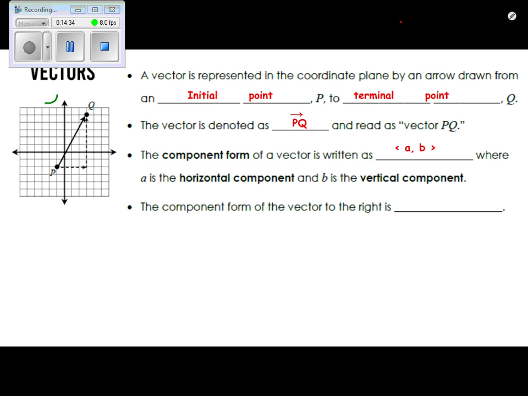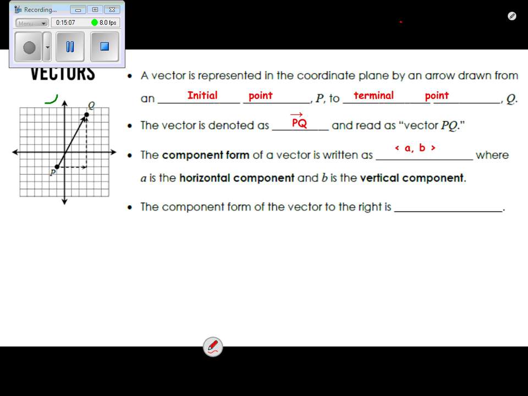The component form of a vector almost looks like an ordered pair. The only difference is you use angle brackets. So we know it's not an ordered pair, it's actually a vector, and it tells you where you're moving. So it's almost like a shorthand way of saying add 3, subtract 2. So the A is going to be your horizontal part, the B is going to be your vertical part. When you're doing your horizontal part, if you're going to the right, it's positive. If you're going to the left, it's a negative number. If you're going up, it's a positive number. If you're going down, it's a negative number.